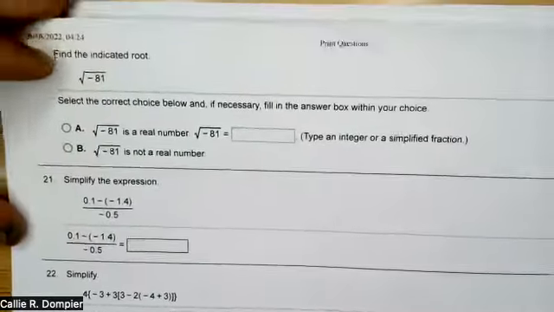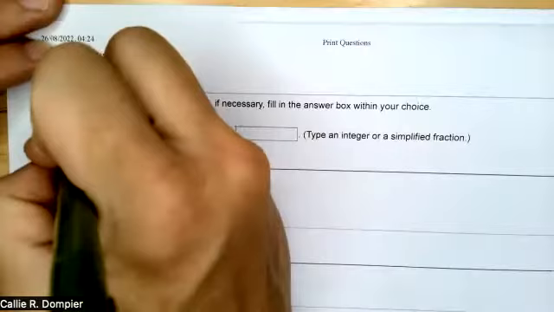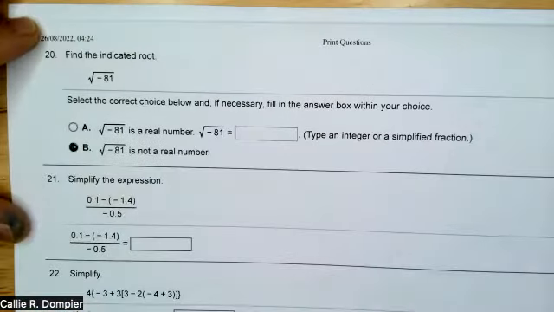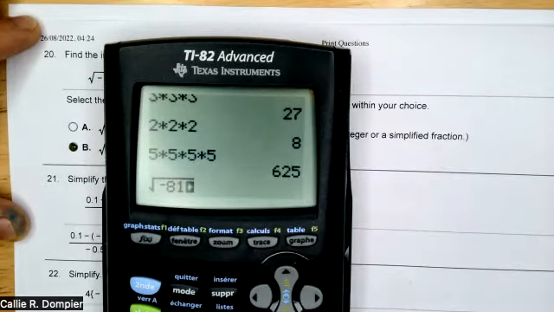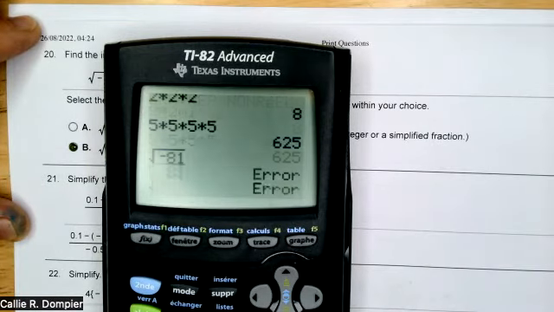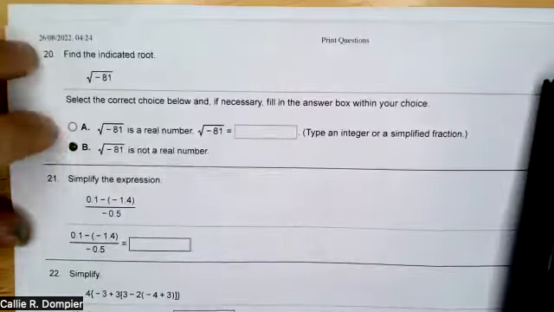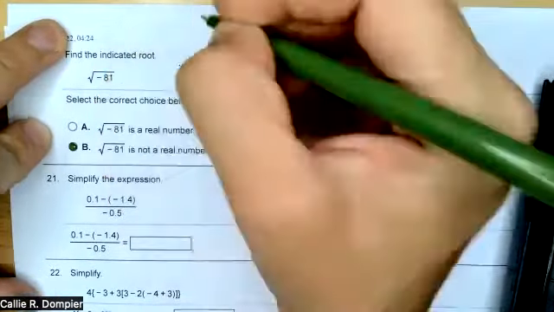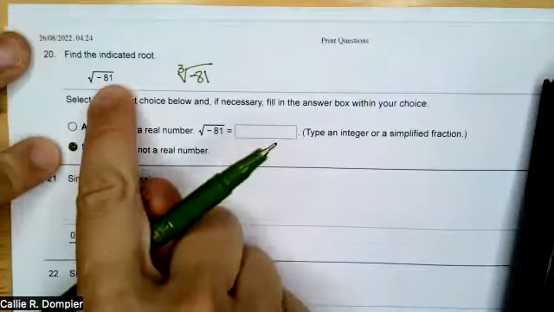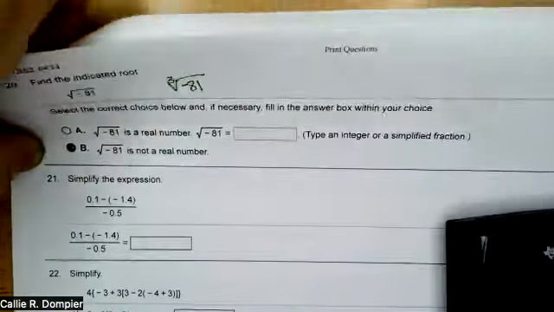You can never take the root of a negative number, so this is not a real number. If you put it into your calculator, it will not work. It's not real. If it was a third root, that would be okay. But there's no 2 numbers you could multiply together to get a negative, so that's why it's not a real number.